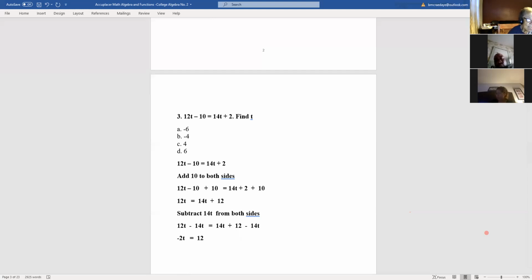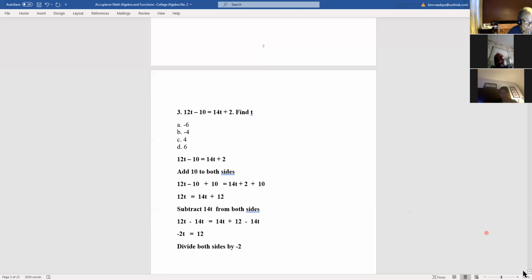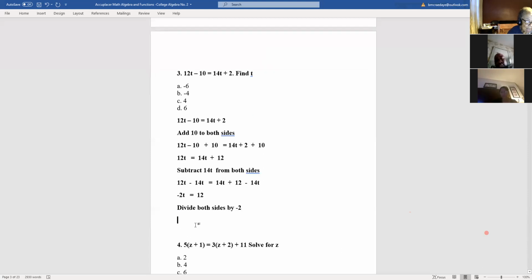Okay, what do I do next? You're going to divide both sides by 2 and it's going to give you a minus 6. Yeah, minus 2. Divide both sides by minus 2. And that's going to give you t equals minus 6. And what answer is that? Answer minus 6 is A.